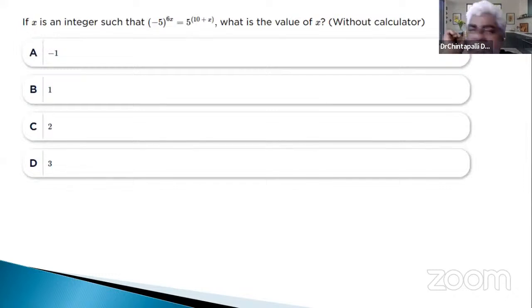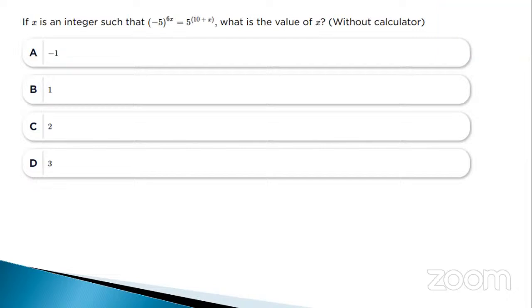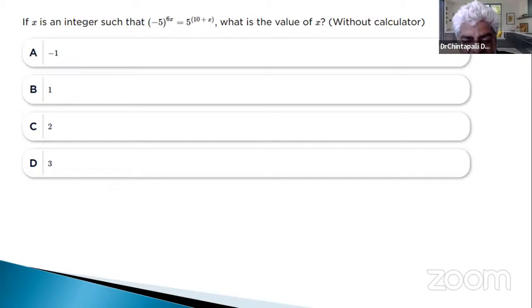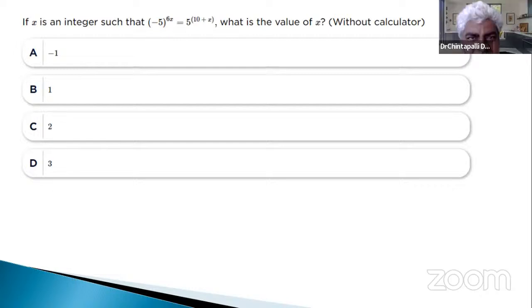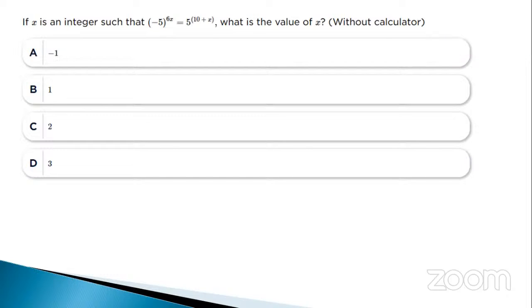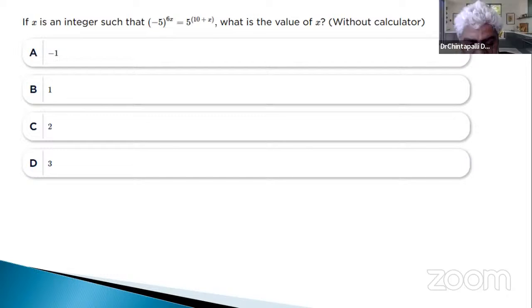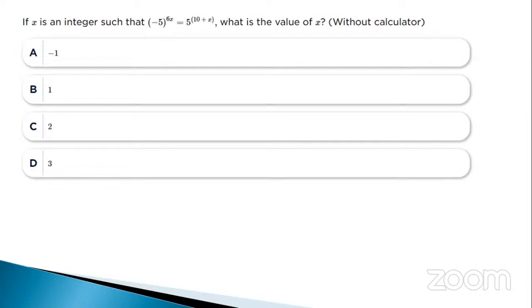If x is an integer such that 1 by 5 to the power x, whole to the power 6x, is equal to 5 to the power 10 plus x, what is the value of x? What is our idea? 1 by 5 to the power 6x equals 5 to the power 10 plus x.